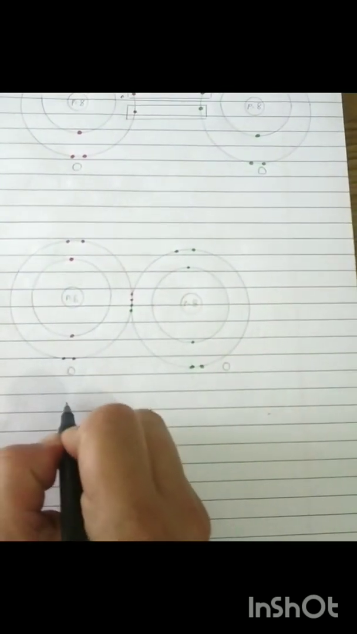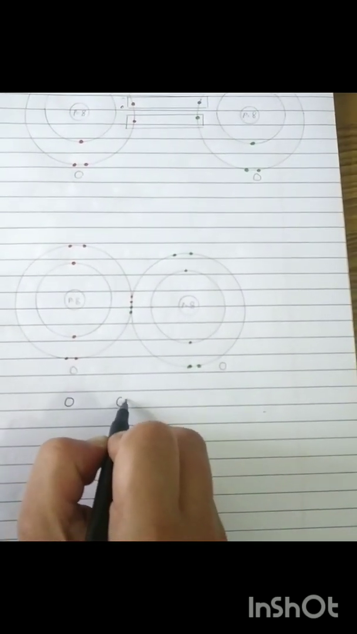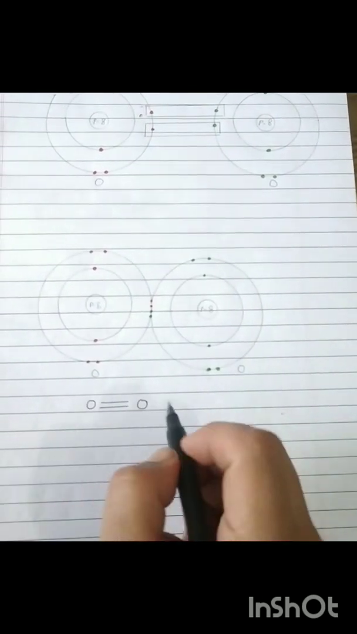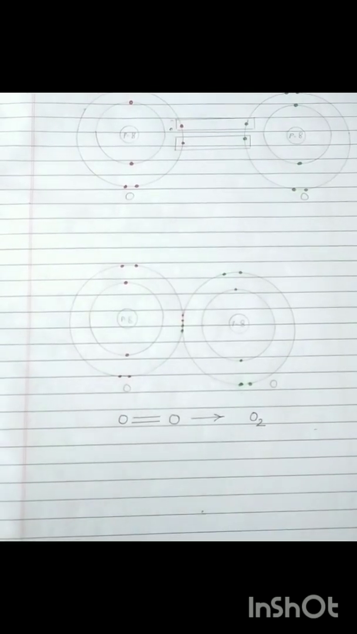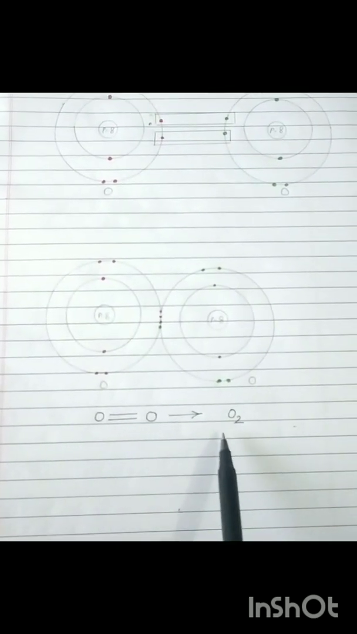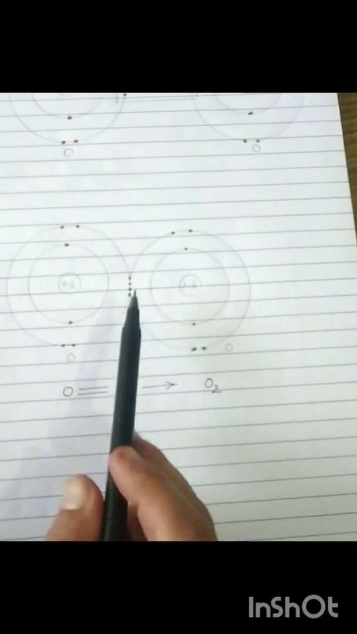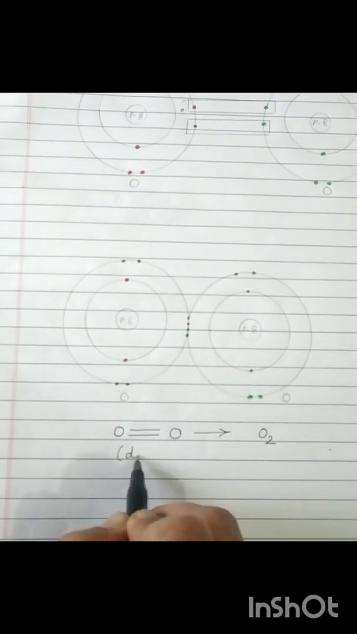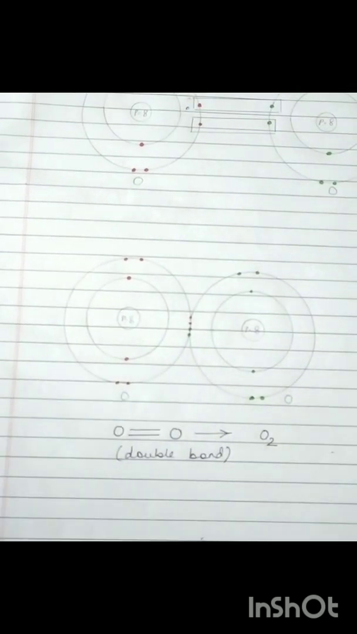No ions are formed because there is no give and take. So one oxygen atom and the other oxygen atom share 2 electrons, forming a molecule of oxygen. So these two combine to form a molecule of oxygen. Since they are sharing 2 electrons each, this type of covalent bond is known as a double bond.